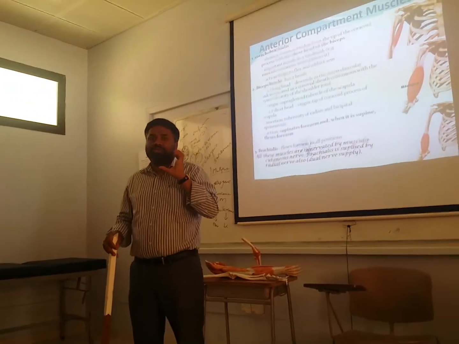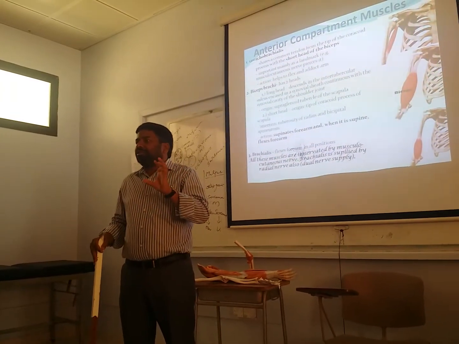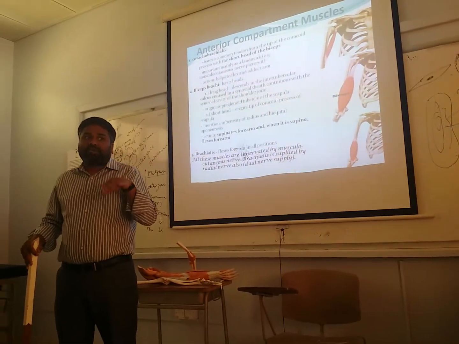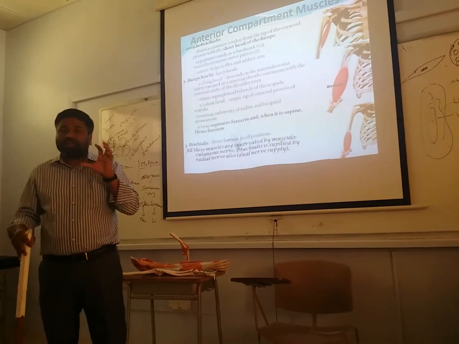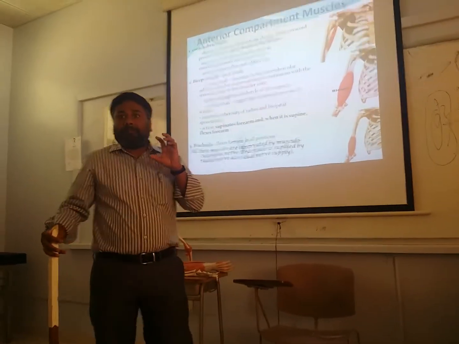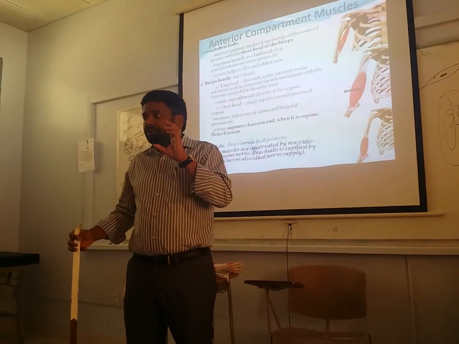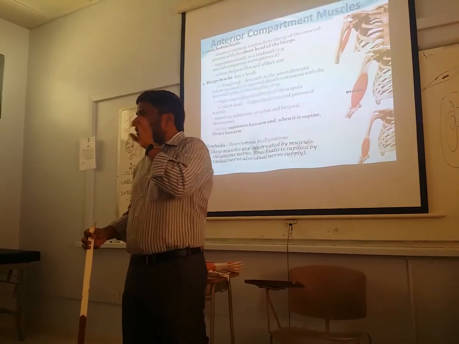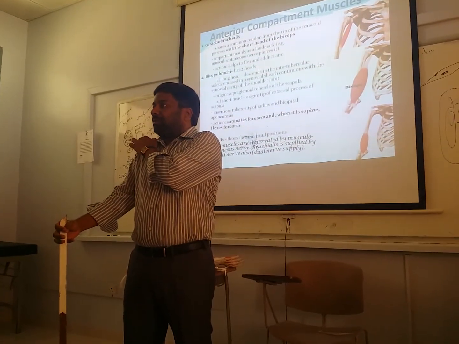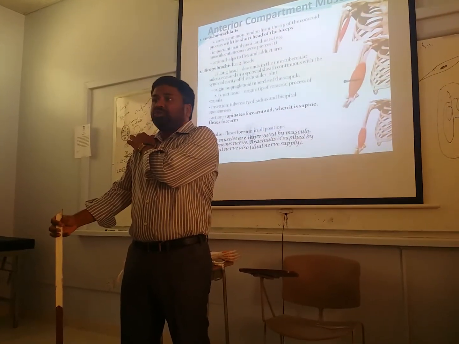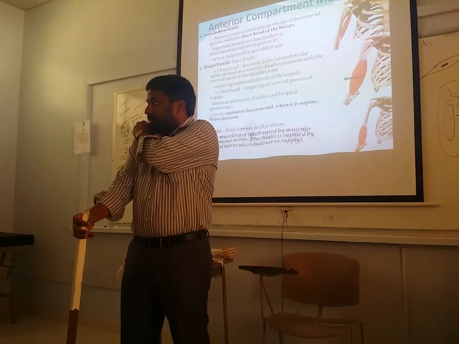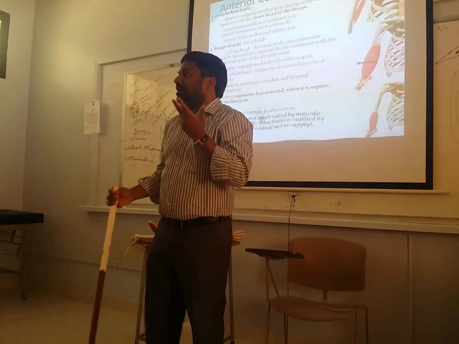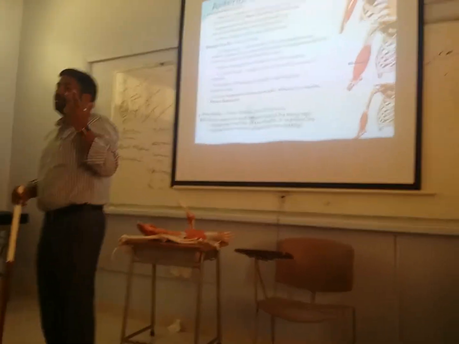Within the capsule of the shoulder joint. So there are very few muscles in the body which have intracapsular origin. What is that? Intracapsular origin means the muscle takes origin from a part of the bone which is within the capsule of a joint. So here the long head of the biceps originates from the supraglenoid tubercle, which is within the capsule of the shoulder joint. Very important. So what is that called? Intracapsular origin of the long head of biceps.